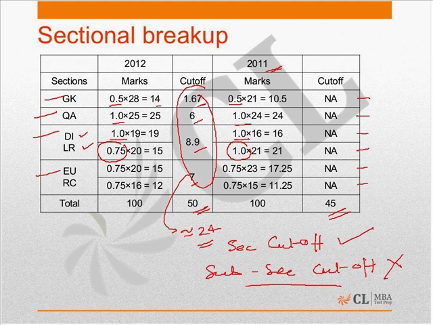But when I'm looking at this paper, my focus has to be I need to make sure I get at least 55 marks, assuming it to be a paper which is similar to last year. Not 50, which is a sectional cutoff, but higher, because if I'm at the edge of the sectional cutoff, my chances of making it to the final merit list reduces.